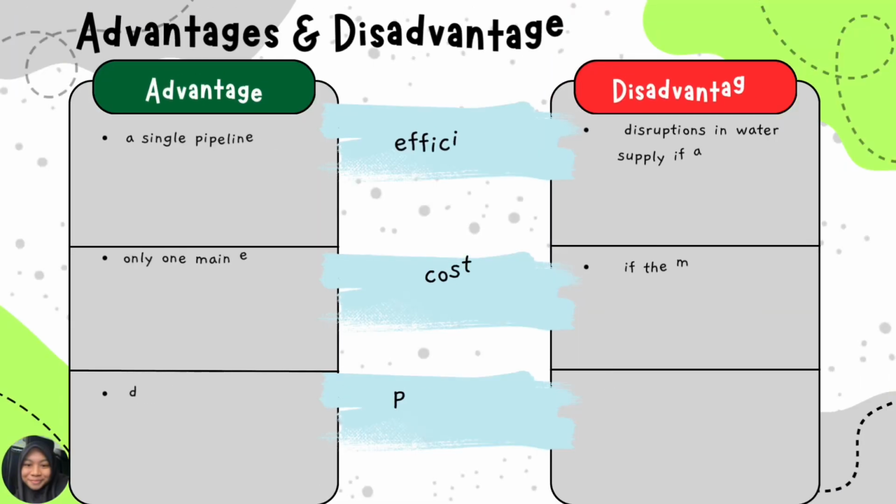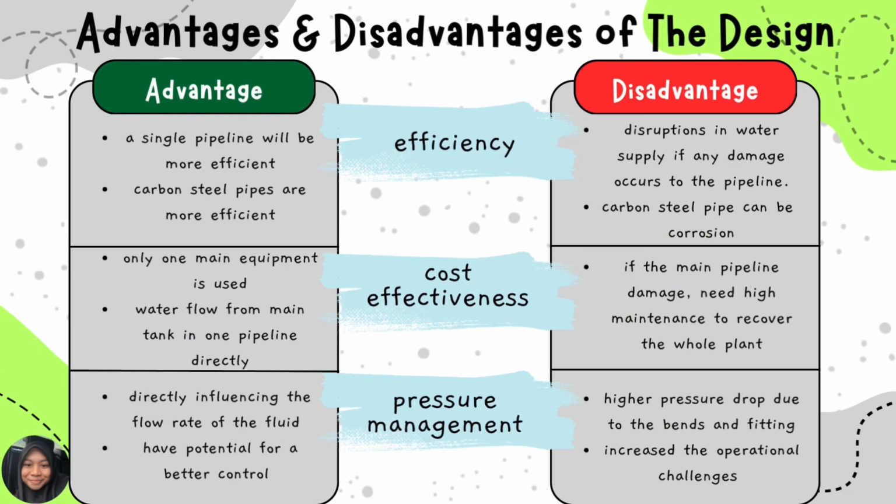So, these are the advantages and disadvantages of our design. The advantage of our design based on efficiency is that a single pipeline will be more efficient as it prevents energy loss due to friction. Second, the carbon steel pipe is more efficient because it is stronger and more durable.